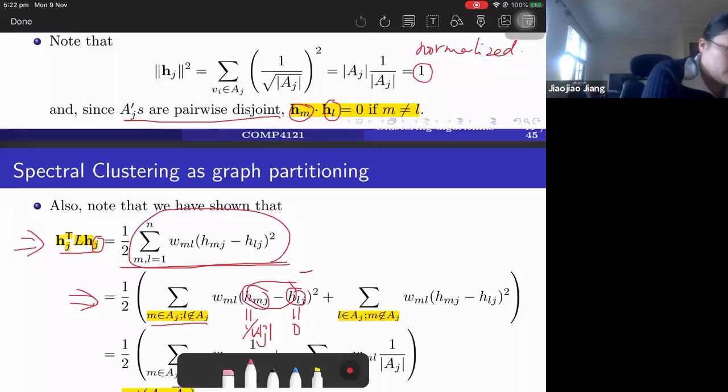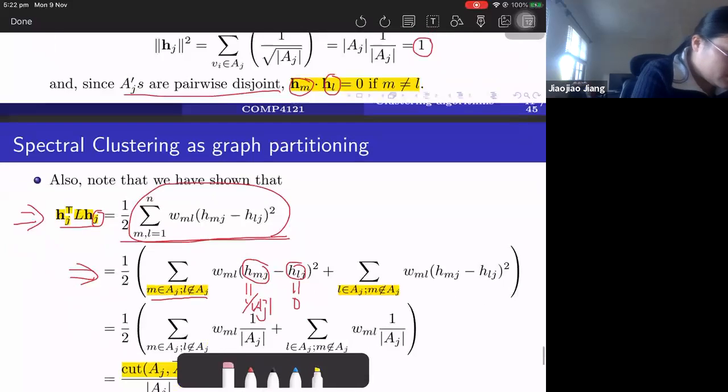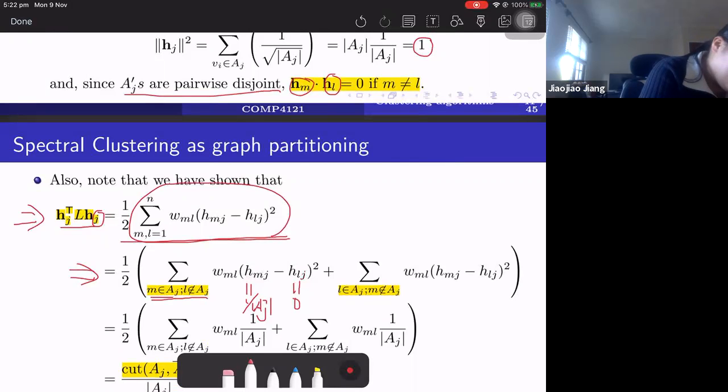So we consider m in Aj and l not in Aj. And because you see the summand is for both m and l, if we consider m in Aj and l not in Aj, we will get also l in Aj and m not in Aj.